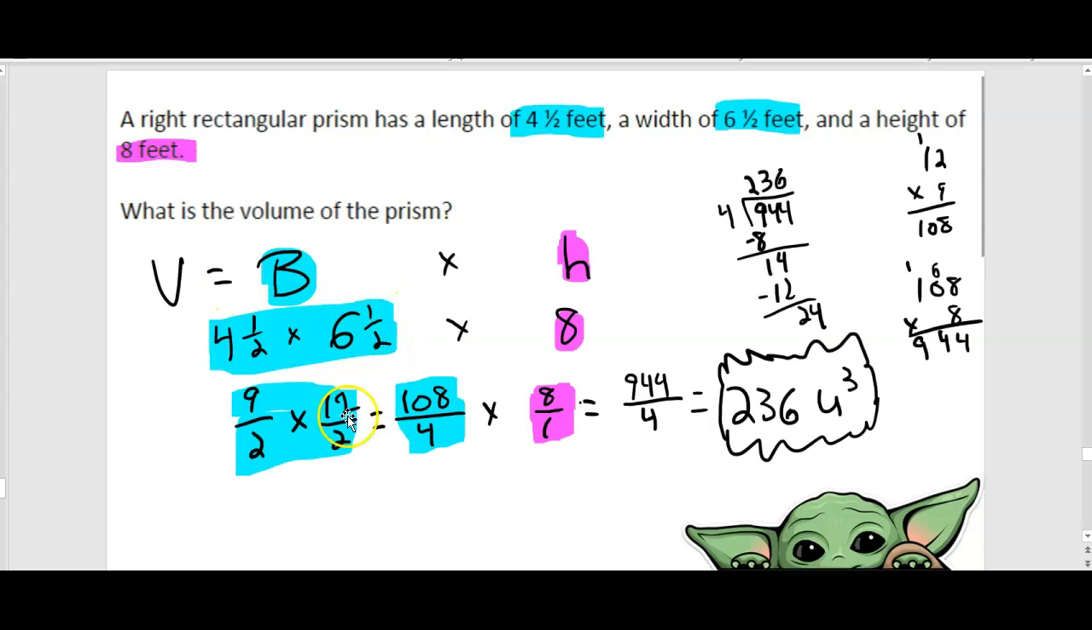Here it is. Base times height. Length times width times height, really. By the way, you don't always have to find the base first. Because if you're doing the math, sometimes it's easier to do length times height and then by the width, or width times height and then by the length. So whatever order makes it easier to do the math, that's probably what you want to do.